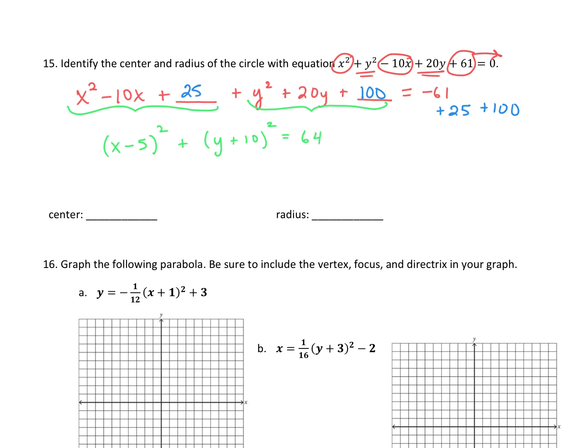All right, so the center of this circle, x minus 5, tricky x means we're going to the right 5 units. Y plus 10, tricky y, we're going down 10. So the center of our circle is at 5, negative 10. And then the radius in the equation, that is the radius squared. So if the radius squared is 64, that makes the radius 8.